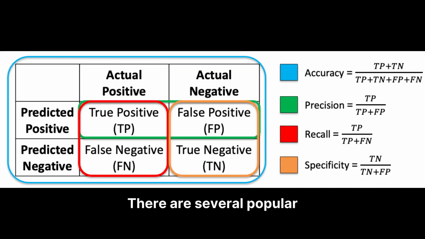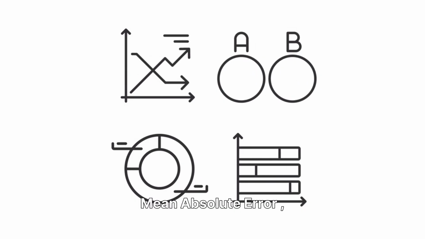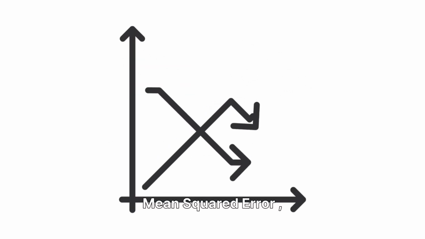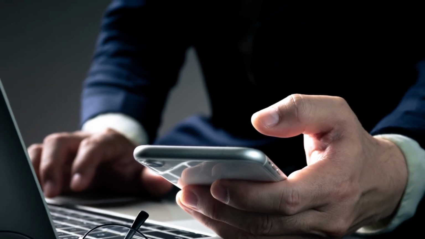There are several popular metrics that we can use depending on our problem type. For classification problems, we often look at accuracy, precision, recall, and F1 score. For regression tasks, we might consider metrics like mean absolute error, mean squared error, or R-squared. Let's take a closer look at a couple of these.